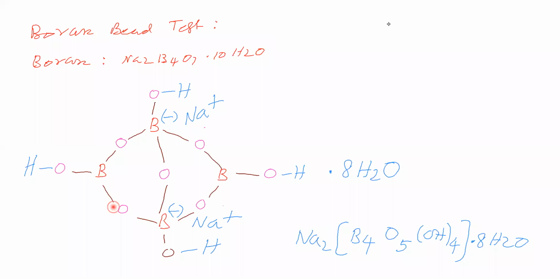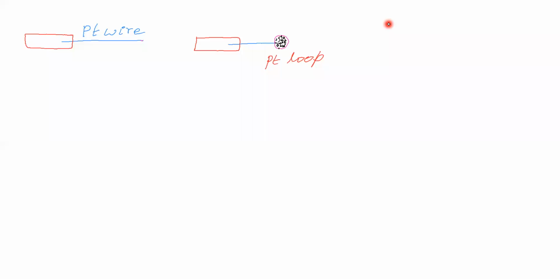Now this borax is present in the loop. Now this is introduced into which flame? The oxidizing flame. What will happen? This part will get swollen. This borax is getting swollen. So borax swells. Why does borax swell on introducing into the flame?